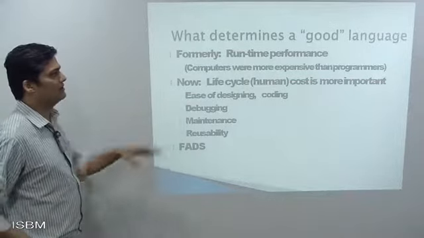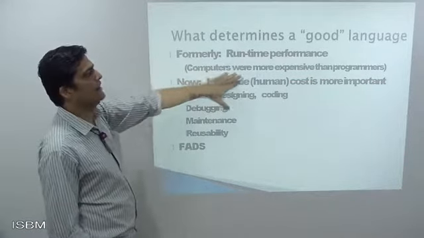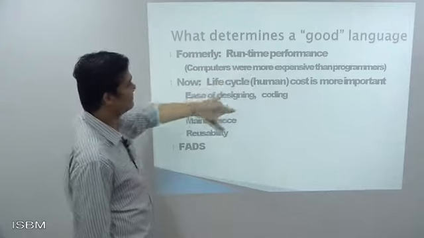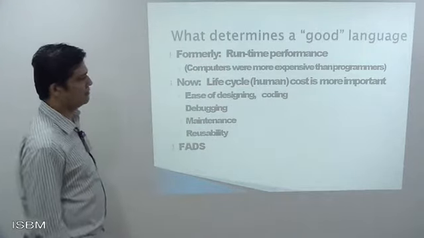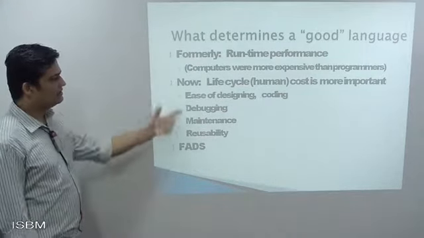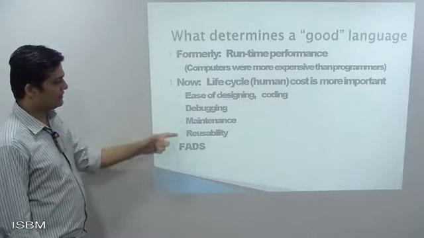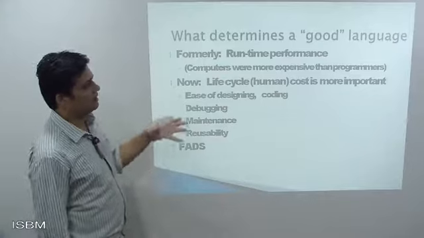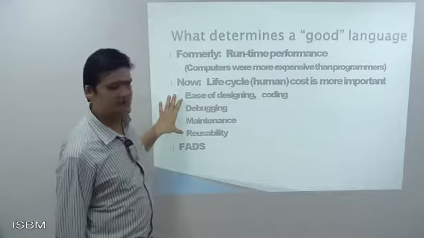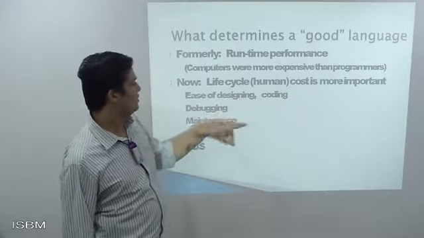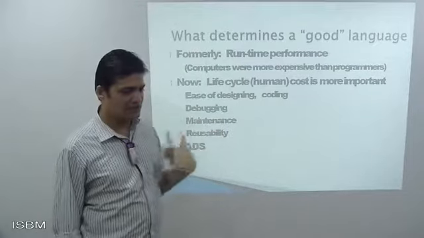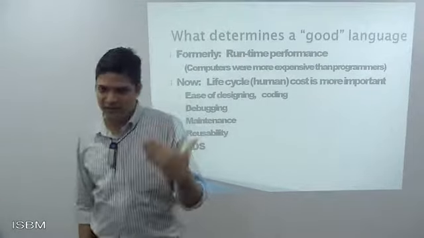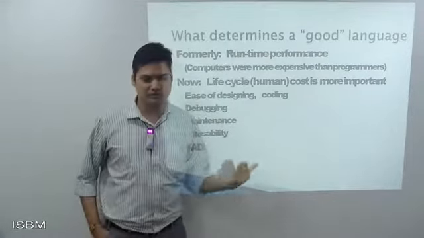Formally, runtime performance mattered when computers were more expensive than programmers. Now, human cost is more important: ease of design, coding, debugging, maintaining and reusability. These four things are very important when you are designing, coding, debugging and maintaining. How much of the code that you have written can you reuse?